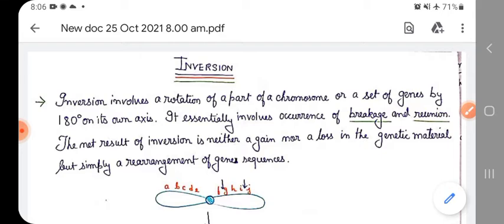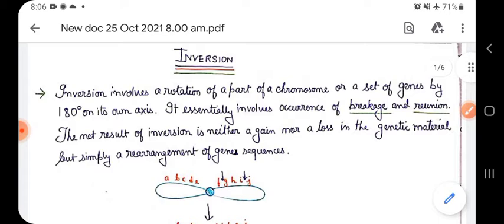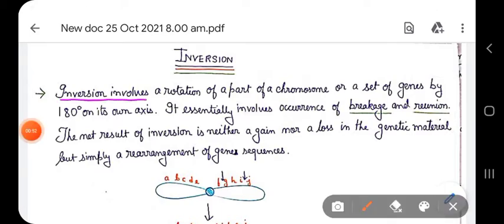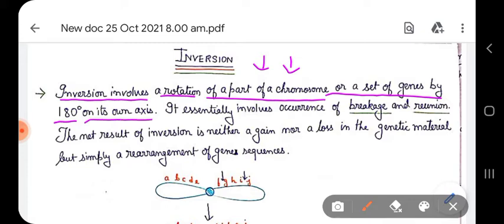So inversion simply involves rotation of a part of a chromosome or set of genes by 180 degrees. A part of a chromosome will be broken down. Obviously, two breaks will occur, and that broken fragment will be rotated 180 degrees on its own axis and it will again rejoin.